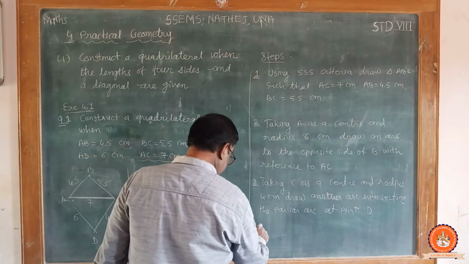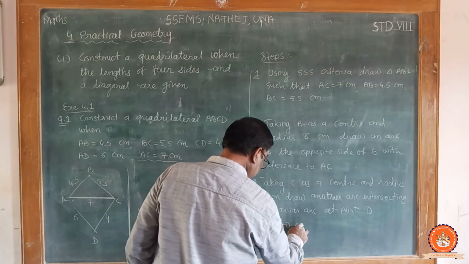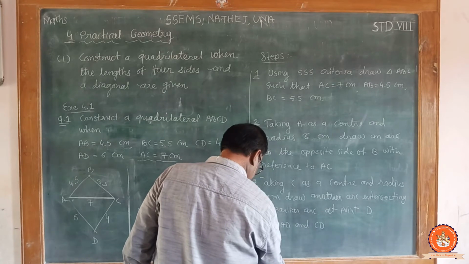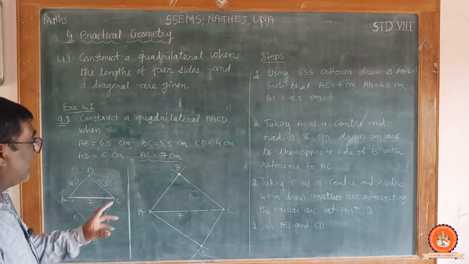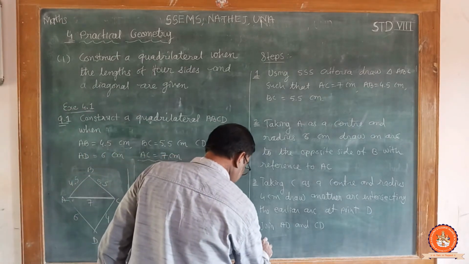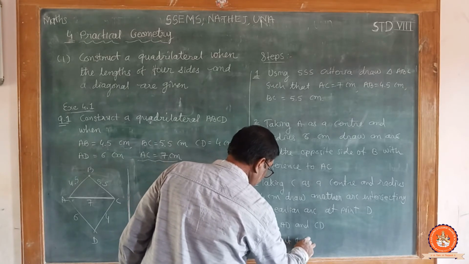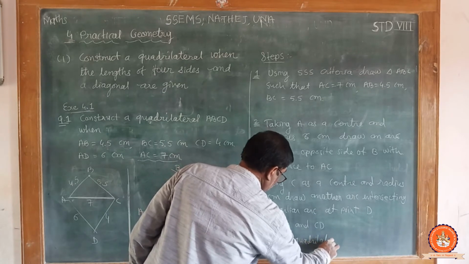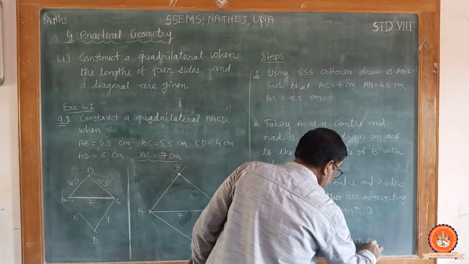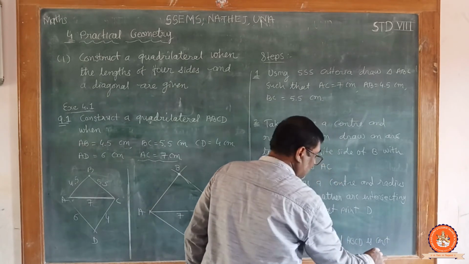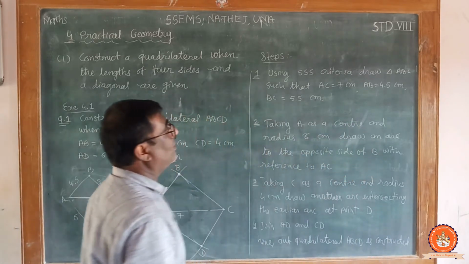Now join AD and CD. Hence, we have completed our quadrilateral. Hence, our quadrilateral ABCD is constructed. Okay, very good.